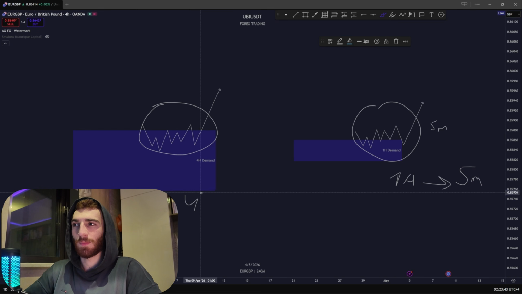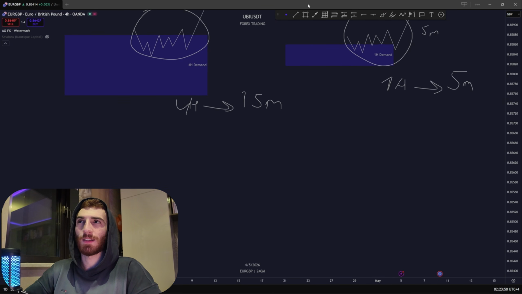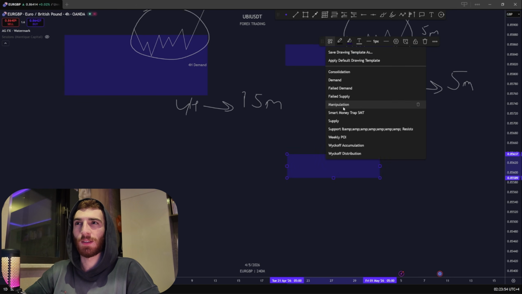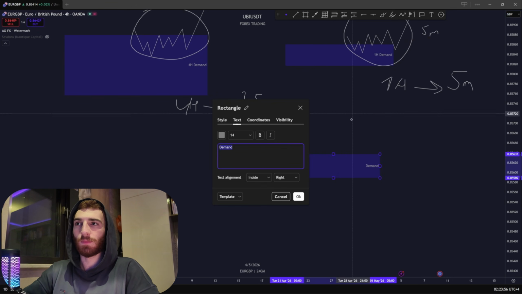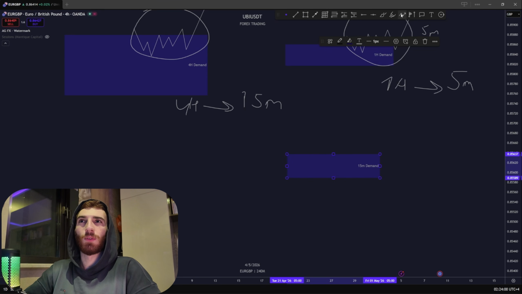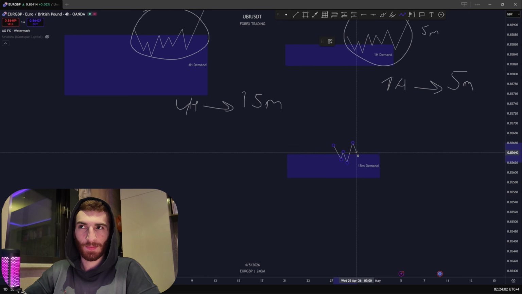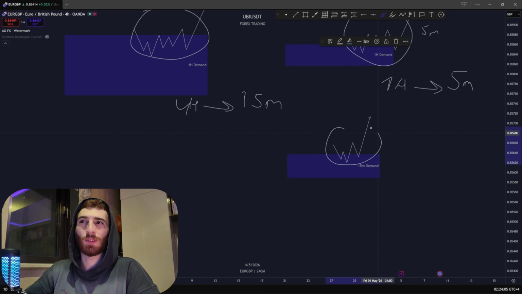So 1 hour, switch to 5 minute. 4 hour, switch to 50-minute time frame. Also another example with 50-minute time frame, this is for scalpers mainly: with 50-minute time frame, we will use 1 minute confirmations. And it goes on like this.